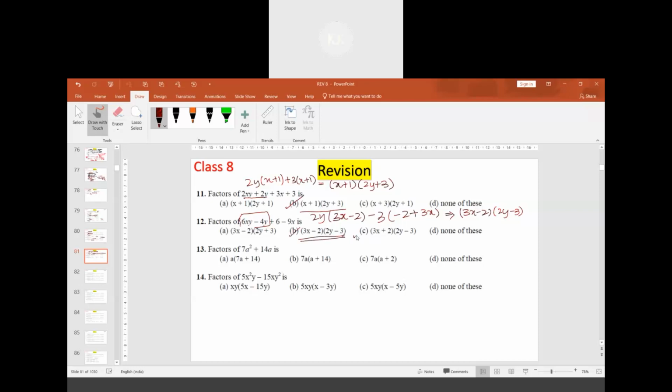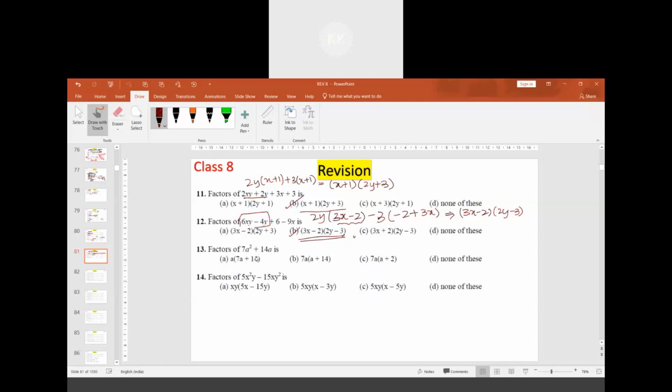You understood why I have not taken plus 3? I have taken minus 3 common here. What if plus 3 is taken out? So minus into minus is plus. So we should take the minus. Suppose if plus 3 is taken, do we get 3x minus 2? No, sir, we won't get it. That is the reason why I have taken minus 3 as common.